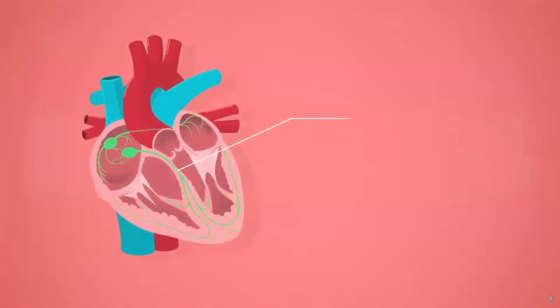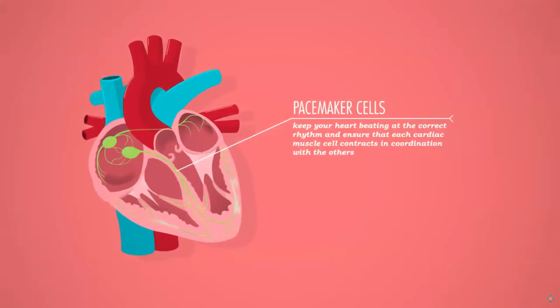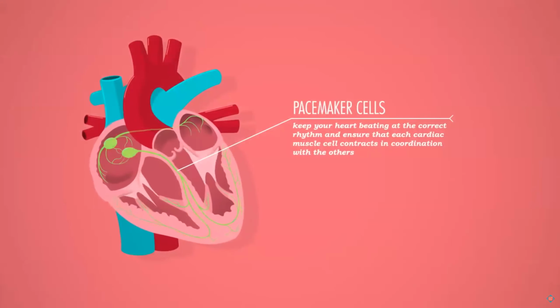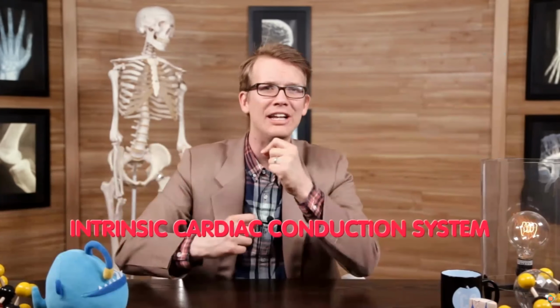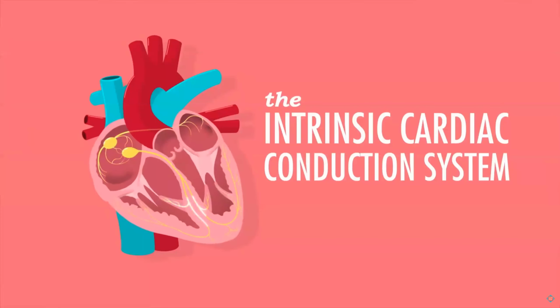Pacemaker cells are what keep your heart beating at the correct rhythm and ensure that each cardiac muscle cell contracts in coordination with the others, because you don't want your brain to have to send a series of action potentials every time you need your heart to beat. Your brain has got other stuff to do. So pacemaker cells are, in a way, your heart's very own brain, generating the initial spark that sends a current through your heart's internal wiring system, known as the intrinsic cardiac conduction system. This system transmits electricity along a precisely timed pathway that ends with atrial and ventricular contractions, also known as heartbeats. And it begins with pacemaker cells generating their own action potentials.